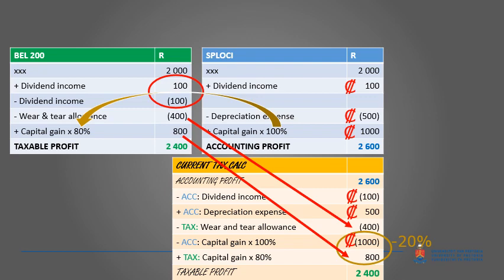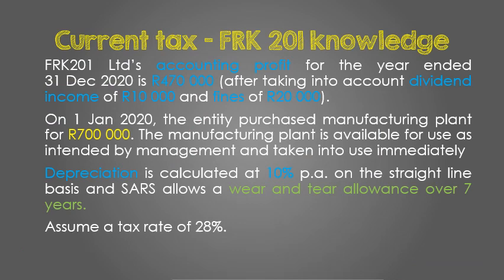So now that we have our taxable profit, we can go and calculate what our current tax expense for the year will be. Okay, so let's put this into practice. Here we have an example.